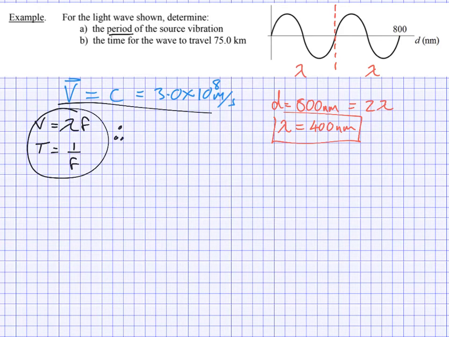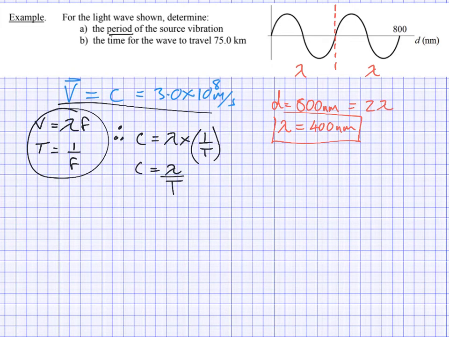Hopefully you can see that when we combine these two together, we can say, therefore, in this case the speed of light, which is a known value, is going to be equal to the wavelength multiplied by the inverse of the period. And so I can simplify that and just say wavelength over period.